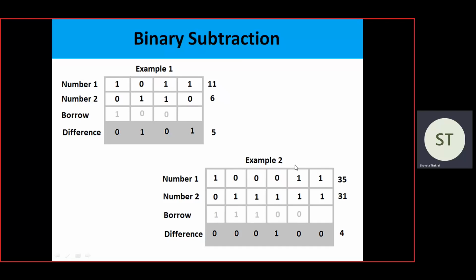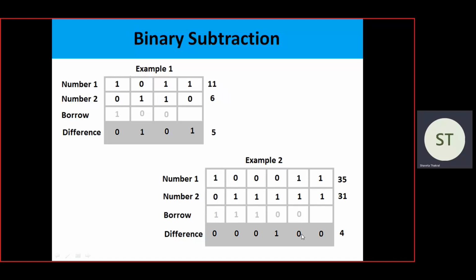In example 2 we are doing the operation 35 minus 31. In binary, 35 is written as 100011. This is number 1, considered as minuend, and number 2, that is 31, is written in binary as 011111. This is considered as subtrahend. So how are we doing the subtraction? 1 minus 1 is 0, then 1 minus 1 is 0. Borrow here: 1 minus 1 is 0, borrow is 0.